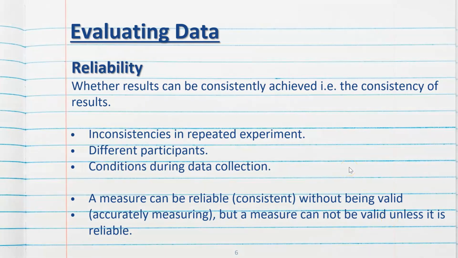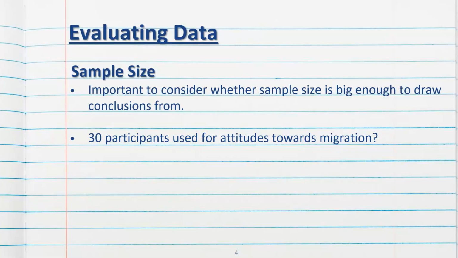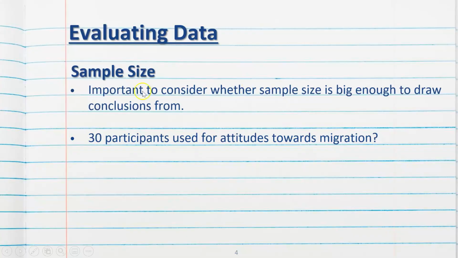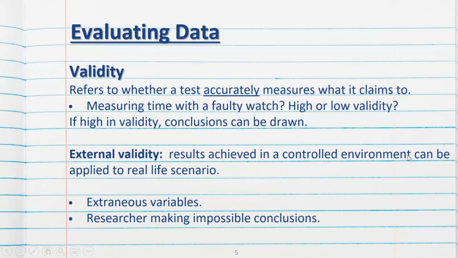Okay guys, so that summarizes the main factors we need to consider when evaluating our data. So representativeness, make sure that our sample represents the population. Is our sample size big enough? We always want big sample sizes. The bigger the sample size, the more likely it is it's going to represent the population.